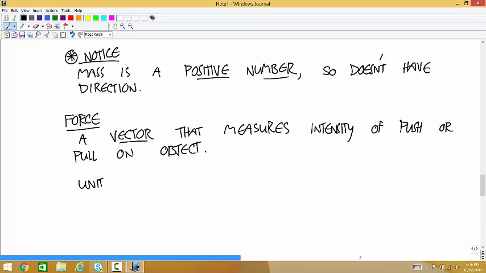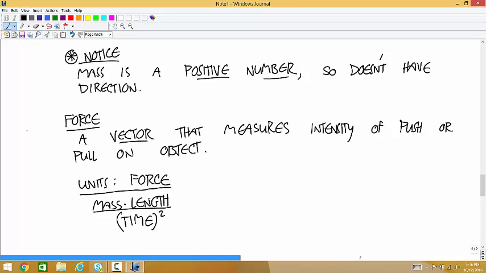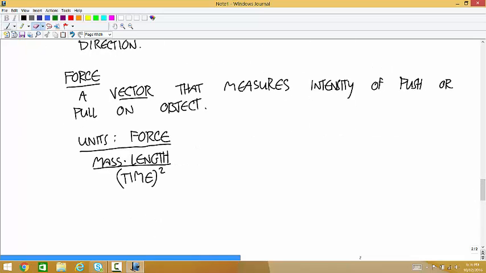The units for force are always mass times length over time squared. Well, this can be anything, but in SI units, that's the next thing I'm going to write. If you do this in SI units, it's kilograms meters per second squared.